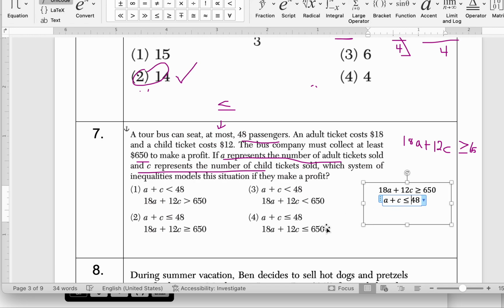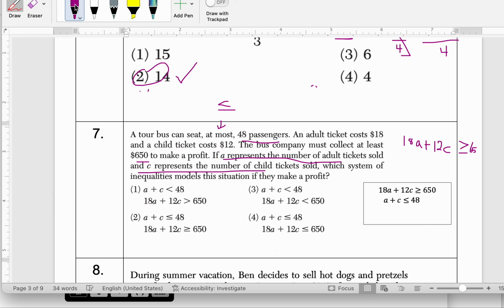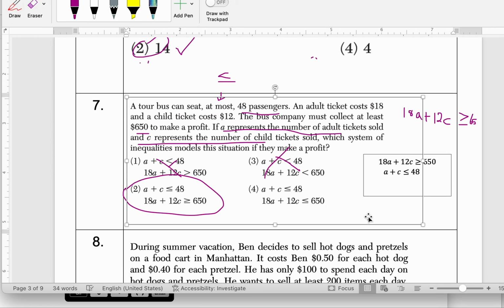Okay, so which one gives me that? Well, the first one doesn't even have an equal sign, so it's not this. It's not this. All right, so now over here, we just have to know which way the signs are going. So this is less than or equal to 48. Now we really just have to know this sign. And this sign should be greater than or equal to, because we want to make a profit of at least. At least means we want that or more.